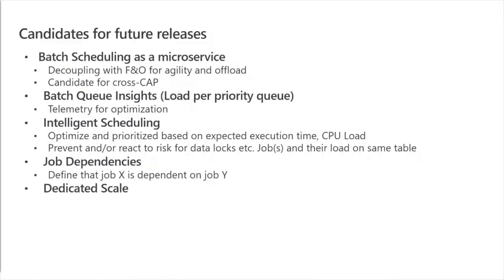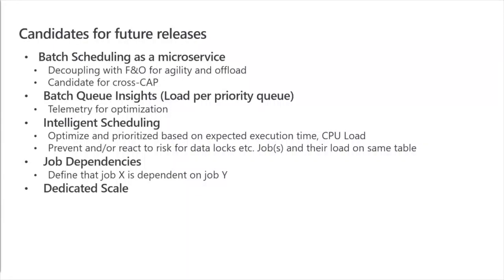Moving on, job dependencies. As you know, batch tasks can be dependent on each other and can take action once a job is completed or aborted or something similar to the previous job. Similarly, we want to have dependencies between batch jobs, as we already have between batch tasks.